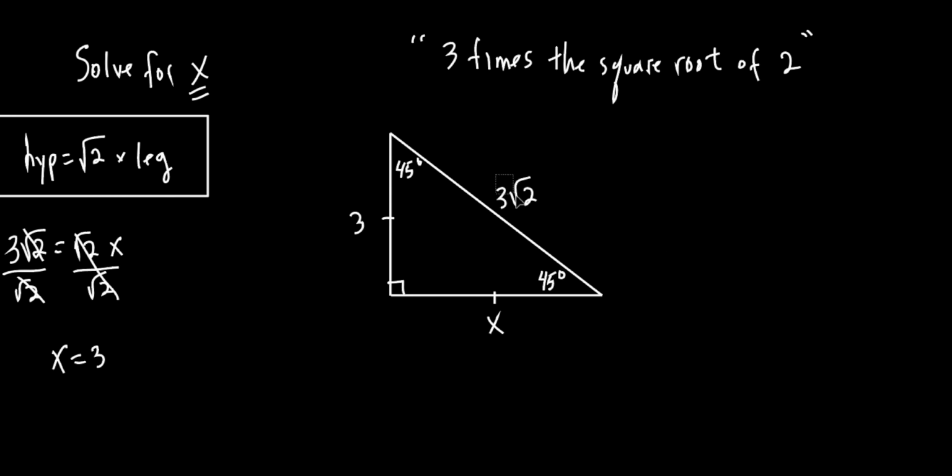Where it gets a little bit tougher is when they give you that hypotenuse as just a whole number. So what if they said the hypotenuse was 7? Everybody watching? All right, this is review, but I think everybody needs to see this.